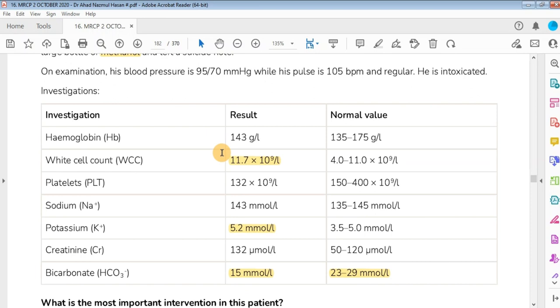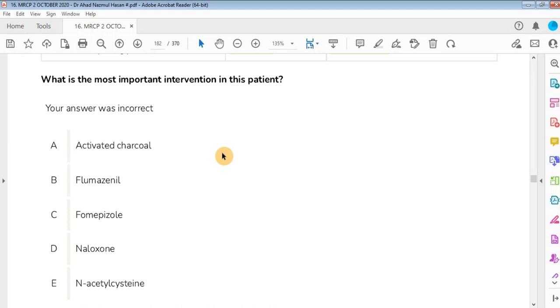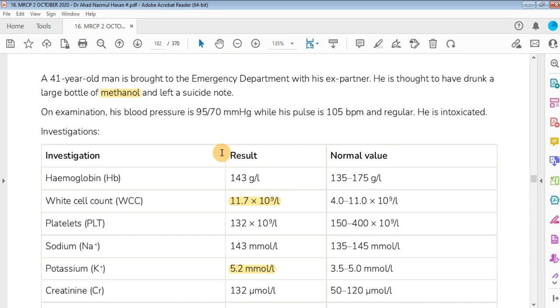So this is our last question. What is the most important intervention in this patient? Activated charcoal, flumazenil, fomepizole, naloxone, and acetylcysteine. A 41-year-old man is brought to the emergency department with his ex-partner. He is thought to have drunk a large bottle of methanol and left a suicide note.